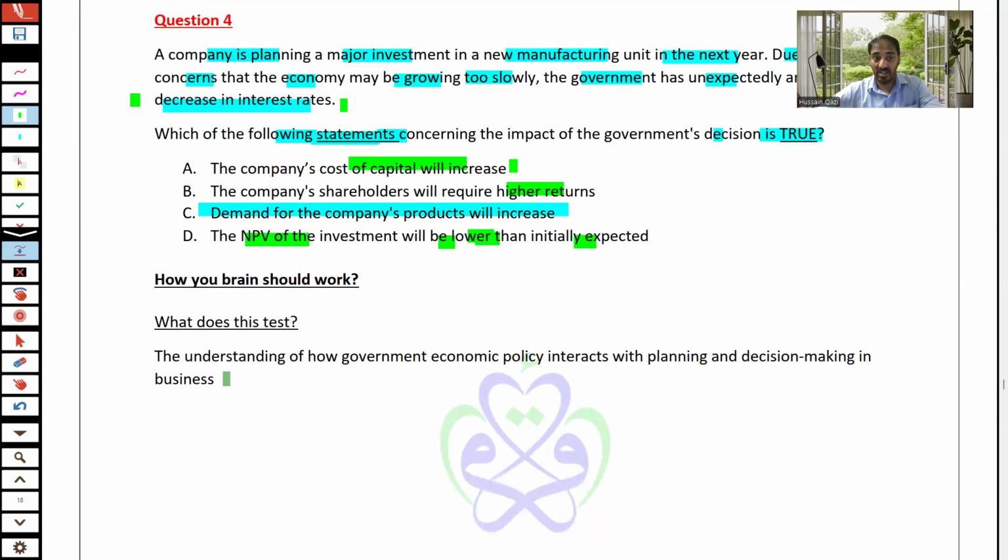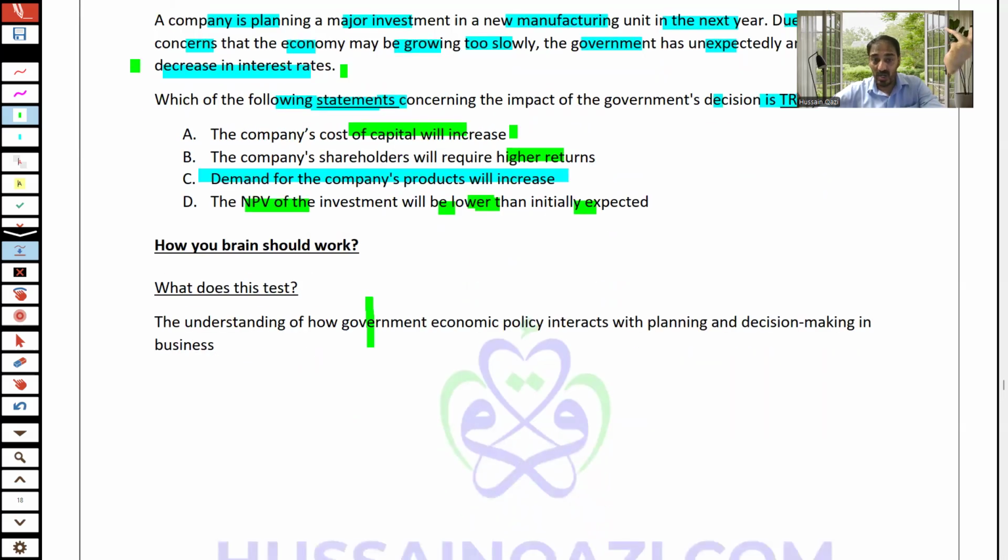So how does your brain work? Number one, the understanding of how government economic policy interacts with planning and decision making in the business. That is the financial management function and environment topic. That's the concept. Keywords: interest decrease. The phrase being tested: which statement is true?